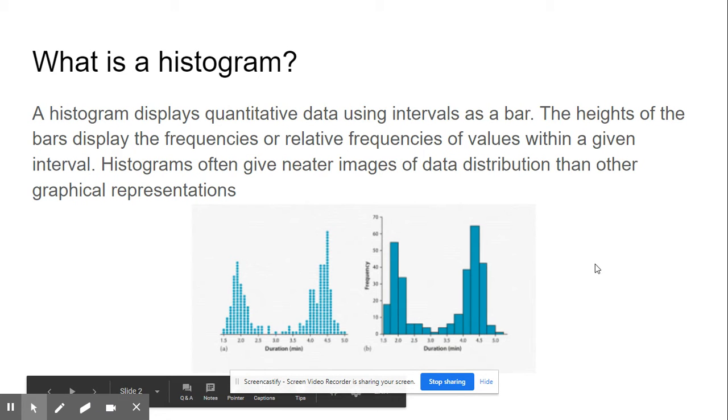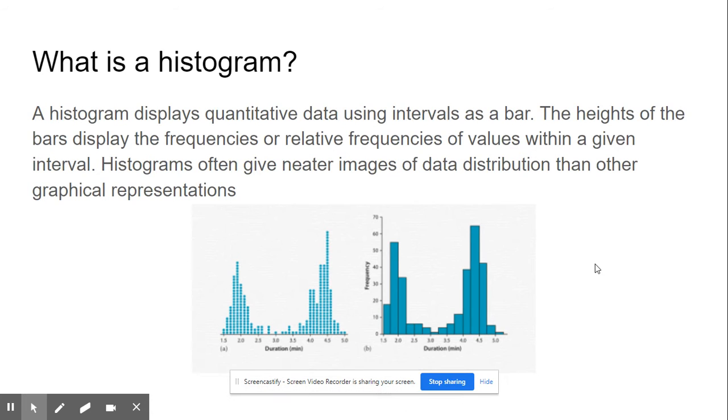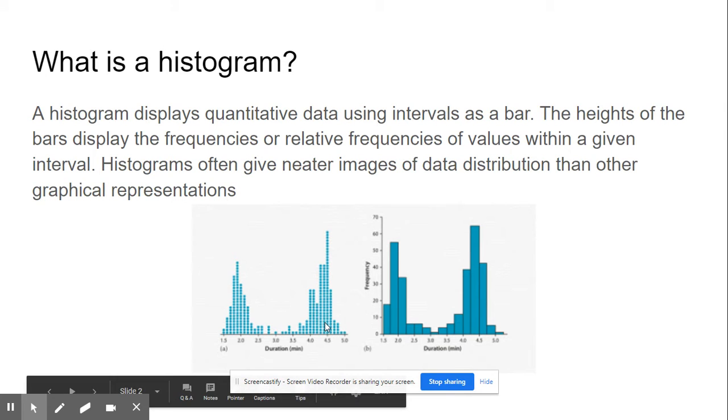A histogram displays quantitative data using intervals as a bar. The heights of the bars display either the frequencies or the relative frequencies of values within a given interval. One of the reasons we use histograms is that they give a neater image of data distribution than other graphical representations. Here you can see below two comparisons of a dot plot versus a histogram.